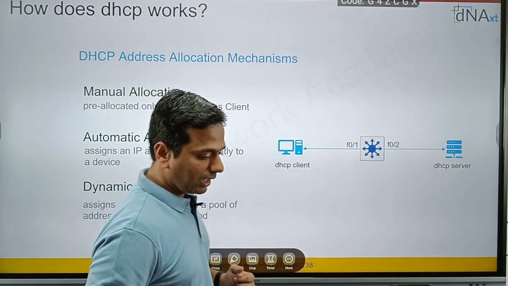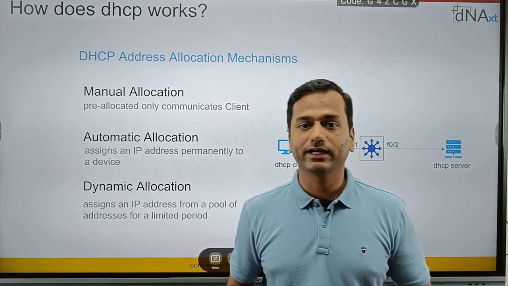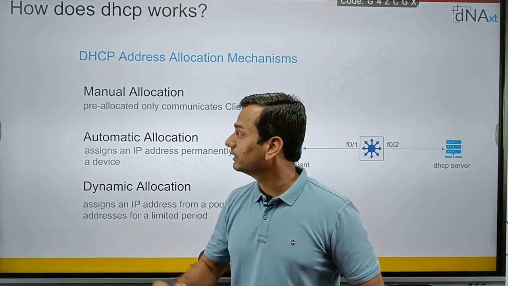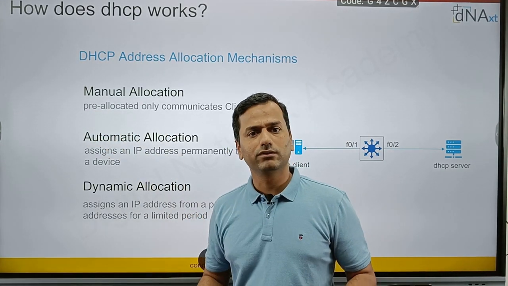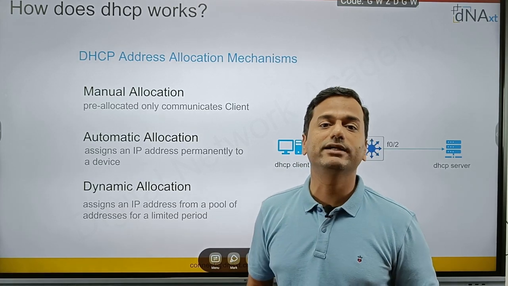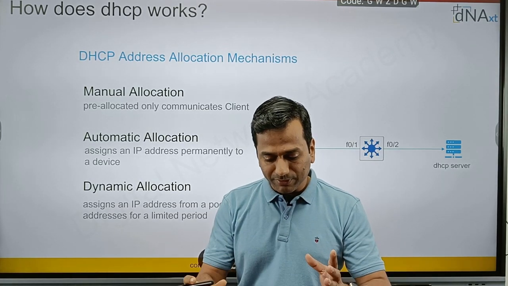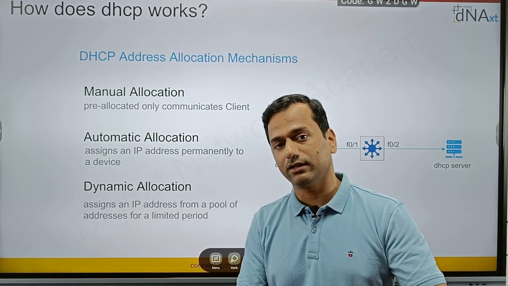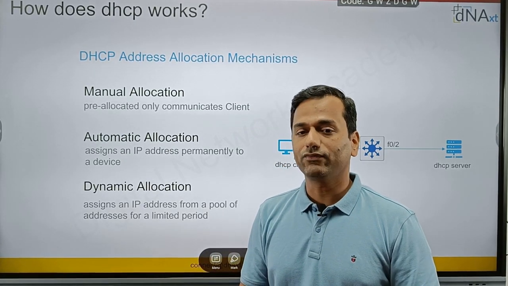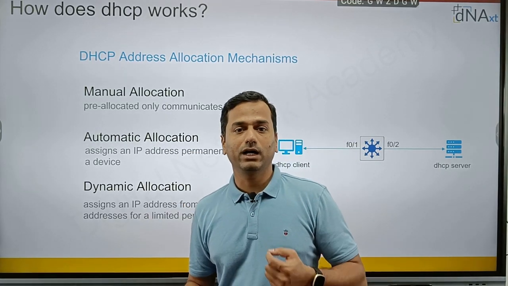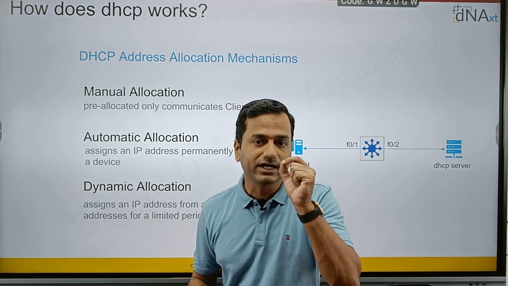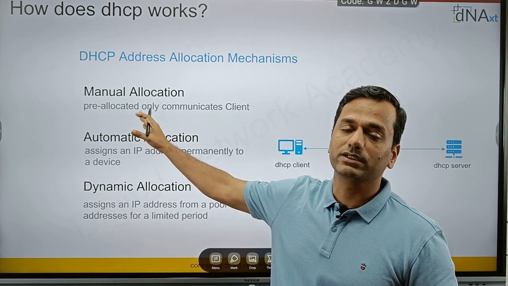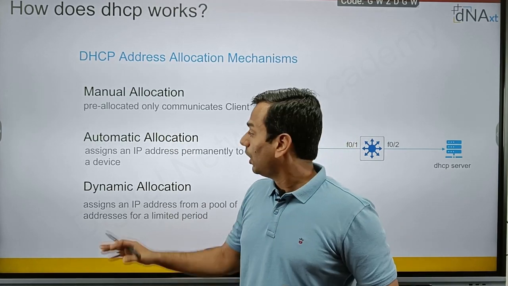Next, how does DHCP assign the IP address? There are three methods, I can say, three allocation mechanisms here. Number one, manual allocation, then automatic allocation, and dynamic allocation. Then what is the difference between static IP address configuration on your endpoint and manual allocation? Okay, fine, I will tell you. If I have my laptop and I want a specific IP address to be assigned to my laptop, that comes under DHCP manual allocation.